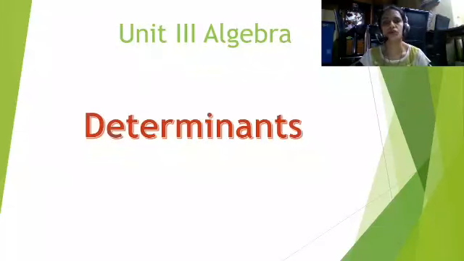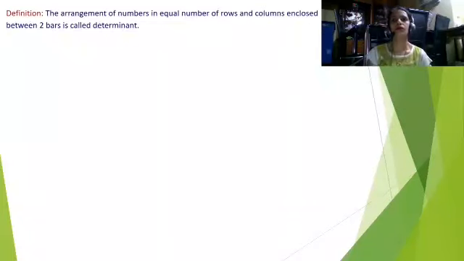Okay, determinants. You have done determinants in your school's 10th standard, but you have done only 2 by 2 determinants. In this we will be doing 2 by 2 as well as 3 by 3 determinants. This is the definition of determinants. The arrangement of numbers in equal number of rows and columns enclosed between two bars is called a determinant.